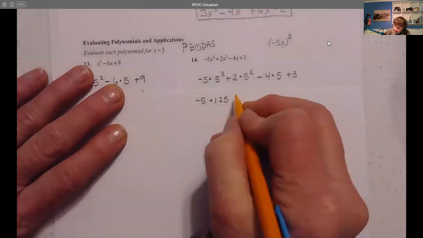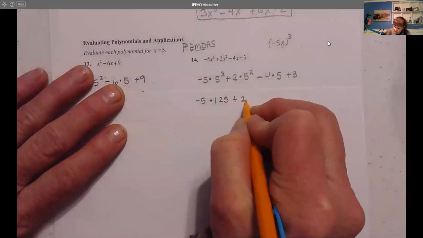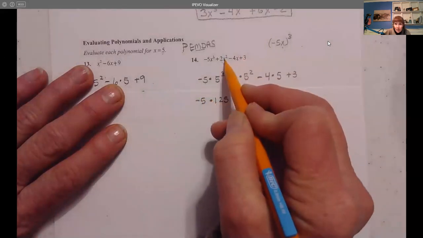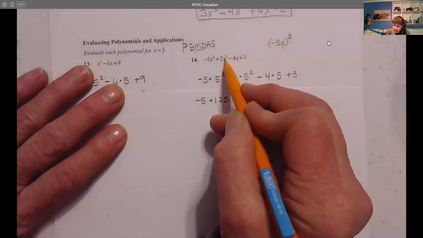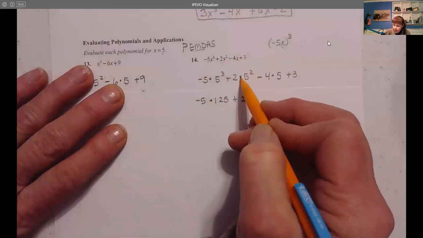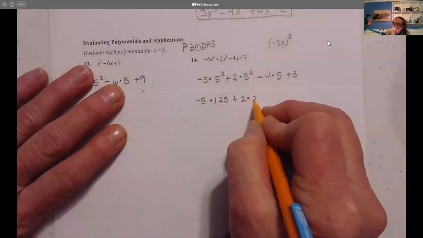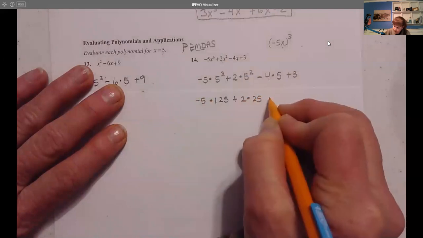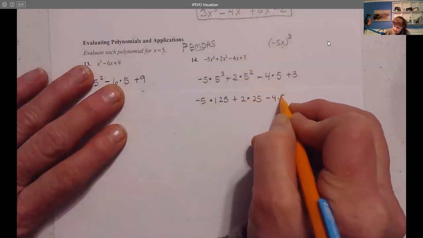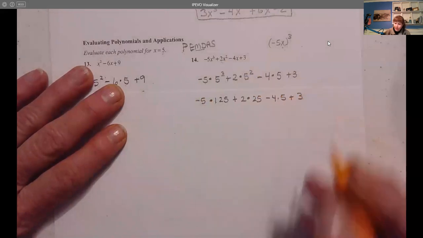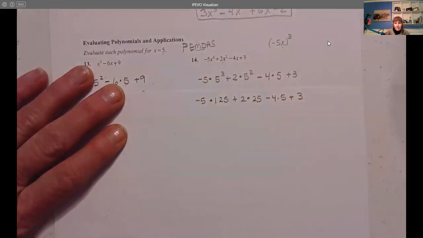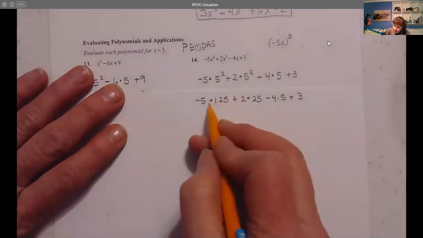And I'm just going to go ahead and do all my powers first. Now, because this was in parentheses, I'm going to square the 5 before I multiply it to the 2. So 5 squared is 25. And then I'll come back and do all my multiplication. We'll just follow the PEMDAS step by step. I substituted it in, and now I'm doing the powers.